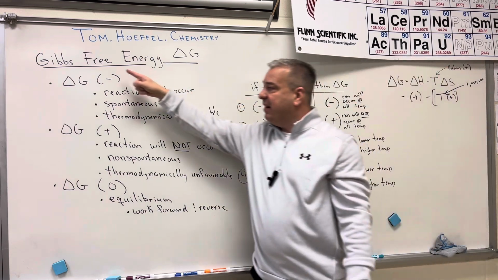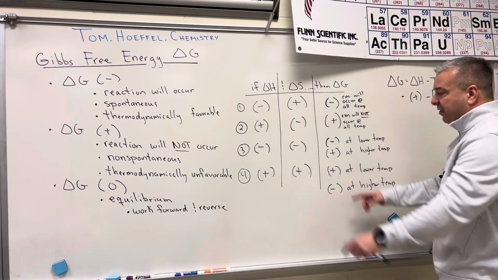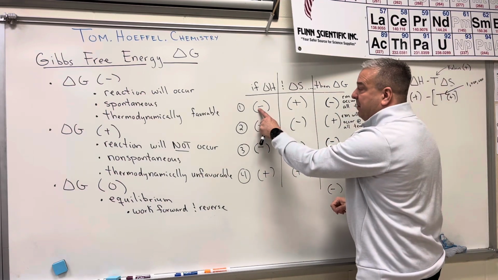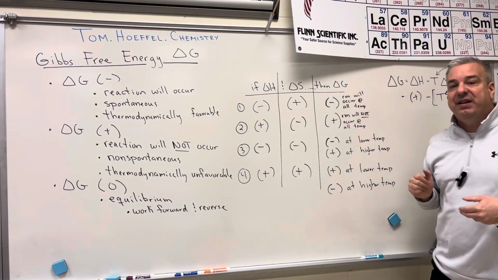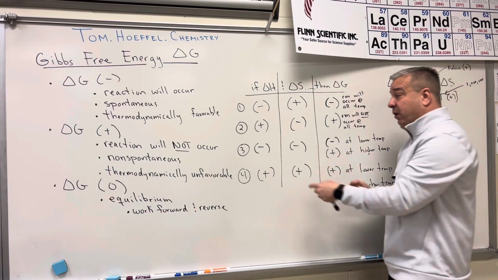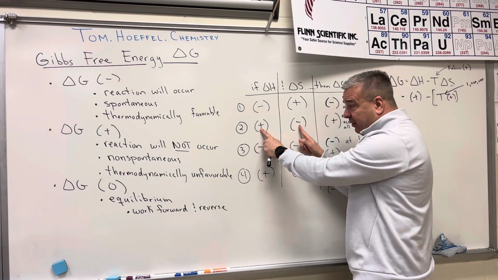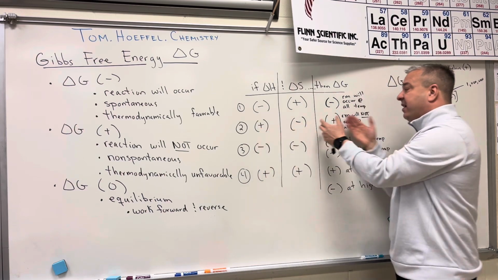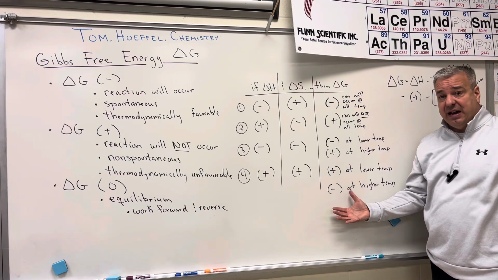And remember, negative delta G means that the reaction will occur. So when they're the same sign, it's temperature dependent. If you have something that's exothermic and creates disorder, it will always happen no matter what. Of course, if you have the opposite, something that's endothermic and decreases the disorder or increases the order, that reaction never ever takes place. And those are the 4 situations that you can have, okay?